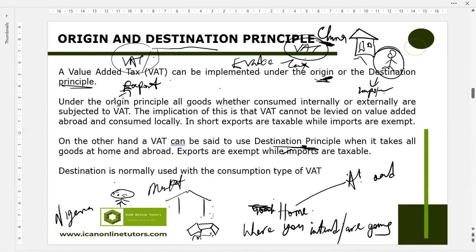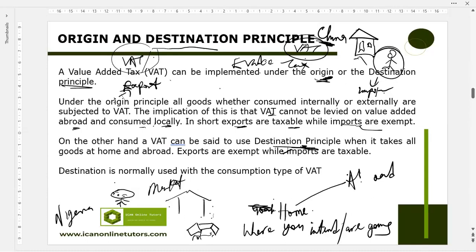So under the origin principle, all goods, whether consumed internally or externally, are subjected to VAT. The implication of this is that VAT cannot be levied on value added abroad and consumed locally. So in short, exports are taxable while imports are exempt.